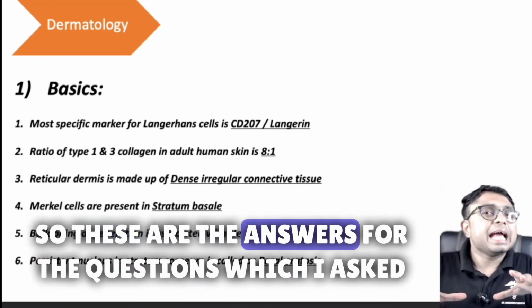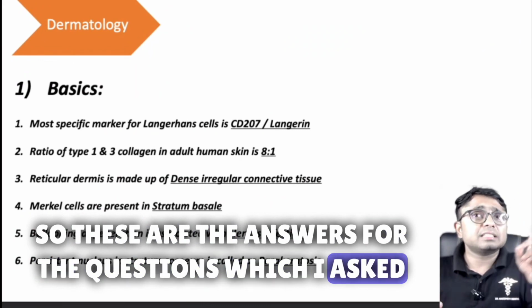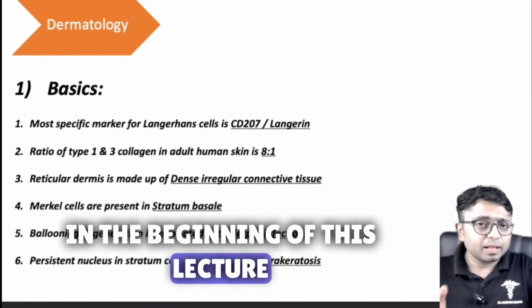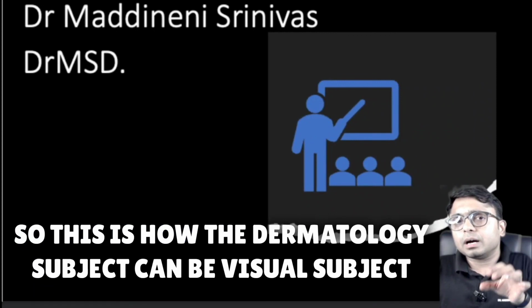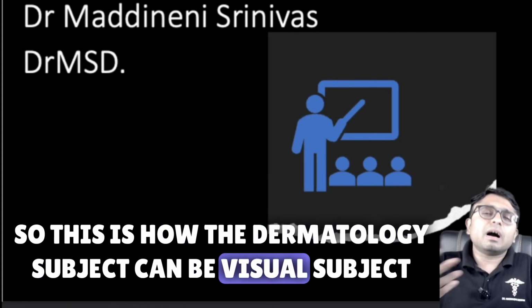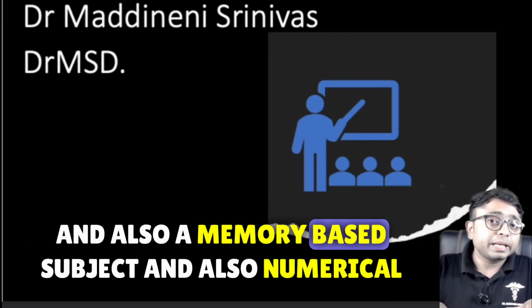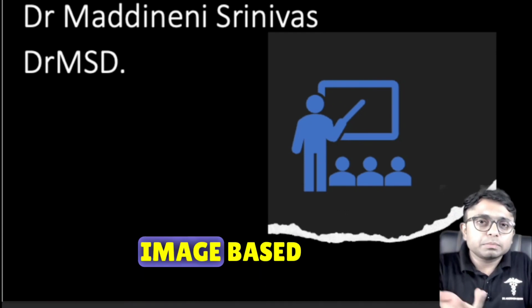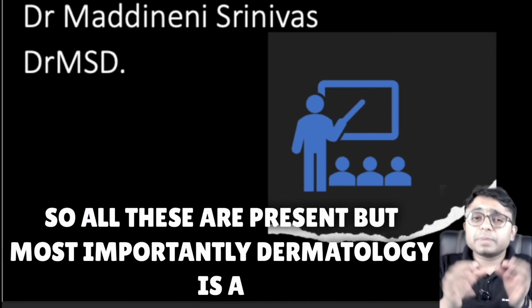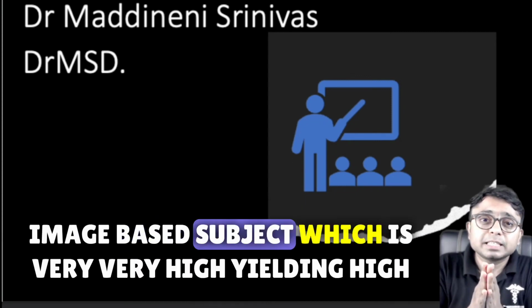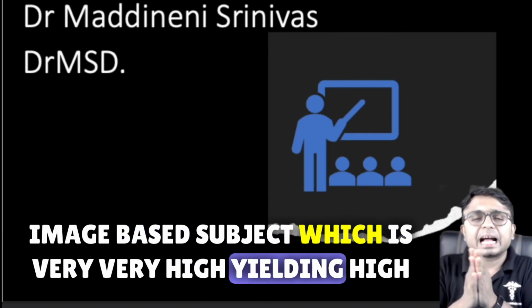So these are the answers for the questions which I asked in the beginning of this lecture. So this is how the dermatology subject can be a visual subject and also a memory based subject and also numerical image based. So all these are present, but most importantly dermatology is an image based subject which is a very high yielding, high scoring subject.